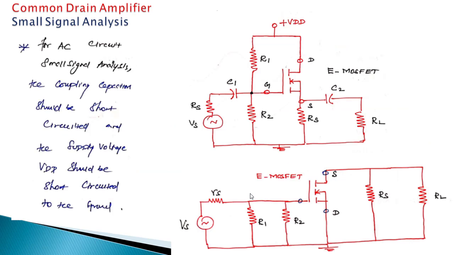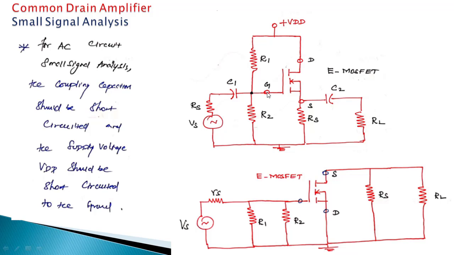Next we are going to make a small signal analysis. Small signal analysis means we are going to derive the input impedance, output impedance, current gain, voltage gain for this circuit. This is a circuit diagram of E MOSFET potential divider bias. We are giving an AC signal input here, and we are taking output across the load resistance.